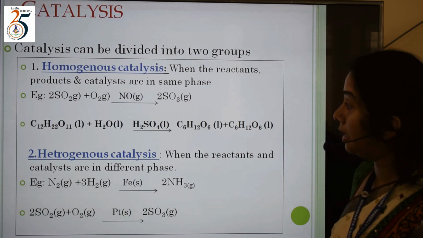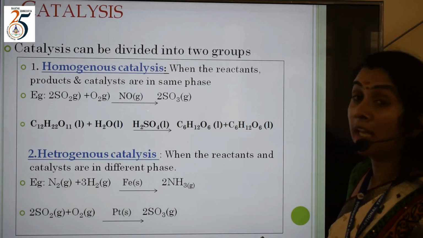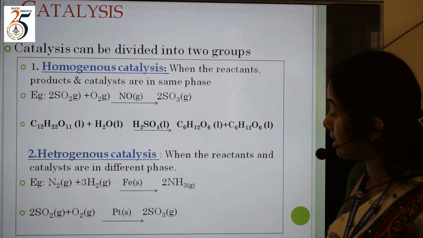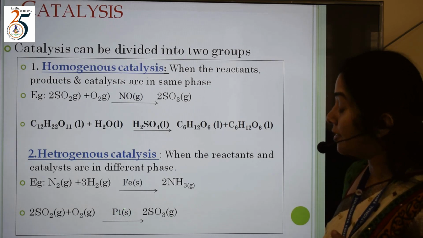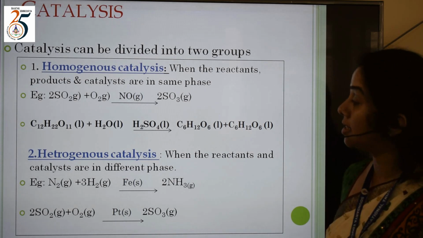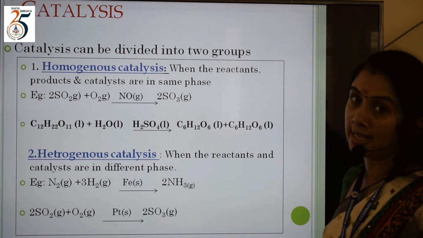In the previous example, it was a nitric oxide gaseous catalyst, whereas here it is a solid catalyst. The product is the same, but the physical states of the catalyst and the reactants are different. Hence, this is heterogeneous catalysis.